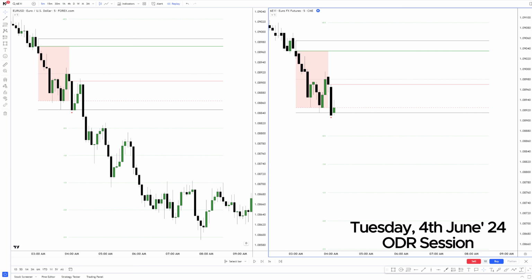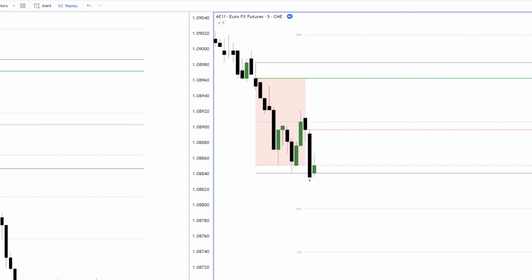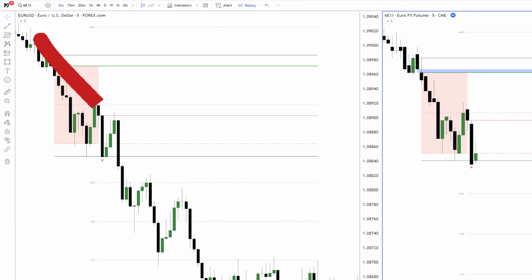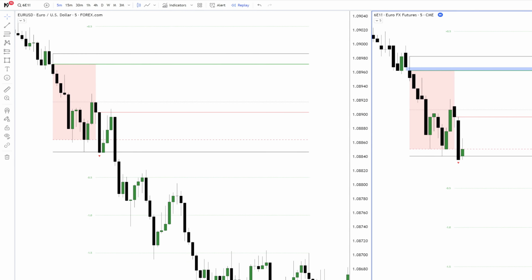Let's go over an example from this Tuesday in the ODR session, and I will show you how you most likely missed out on a beautiful DR trade. Both charts have a red DR box with a DR short confirmation. But what small little detail makes them different from each other? We have a beautiful open gap imbalance which has been created right at the opening of the ODR session, while the spot market price chart to the left will not show you that.